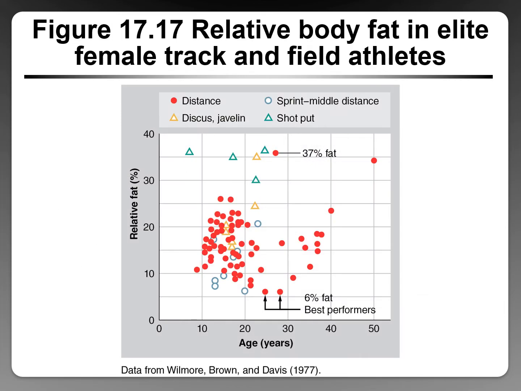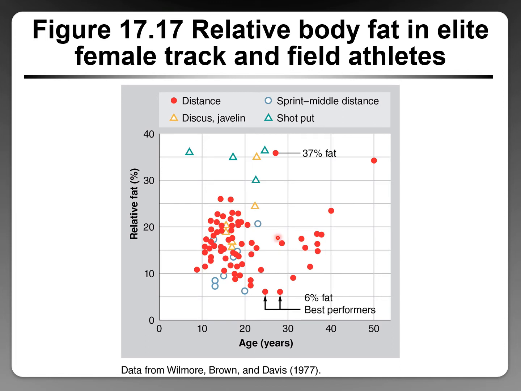Here we can see relative body fat percentages in elite female track and field athletes. Notice that for the most part, the best performances are going to be performers that have a lower relative body fat percentage. If you're throwing things, the greater body fat percentage can be helpful. Sprinting and middle distance, again, having that lower body fat percentage is important. The best performance typically, again, is coming with lower body fat percentages in these females.